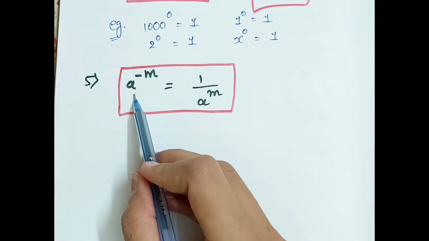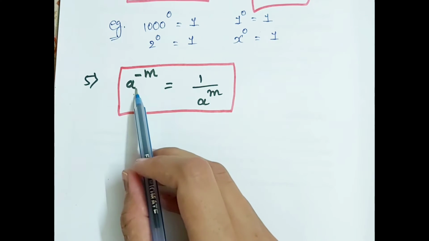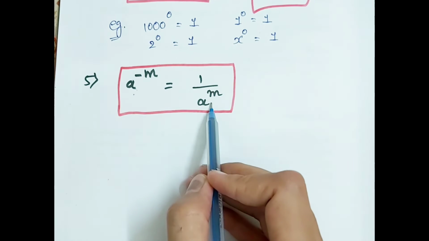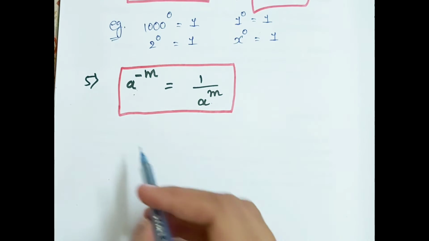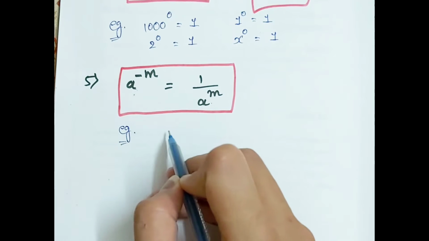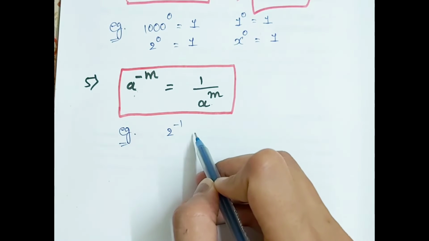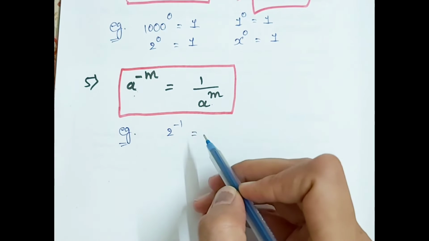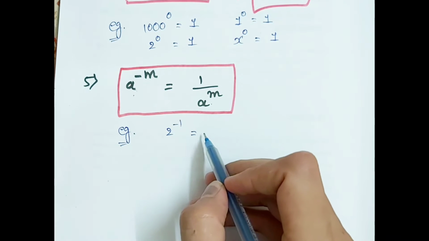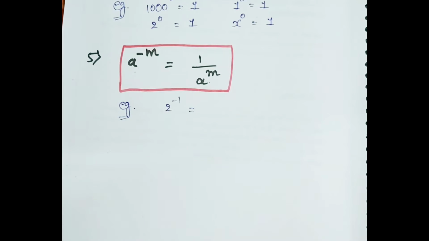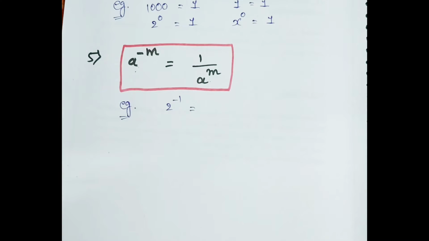If you want a positive exponent, just flip the base. So here it is in the numerator, here it is going to be in the denominator. If you look at the example, let's say you have 2 raised to the power of negative 1. So your 2 is in the numerator. Now I want this to be a positive exponent. So remember what I said, just flip the position of the base.